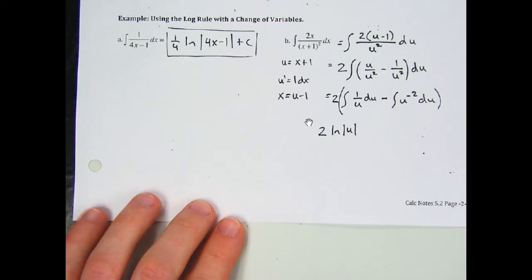And then how about this one, u to the negative 2? Use the power rule. It's going to be u to the negative 1 over negative 1. ln is only when you can't use the power rule, when n is negative 1. If it's anything else, just use the power rule. Plus c.